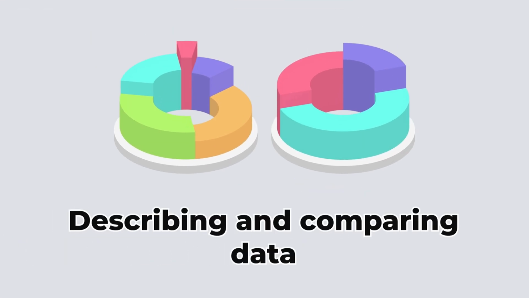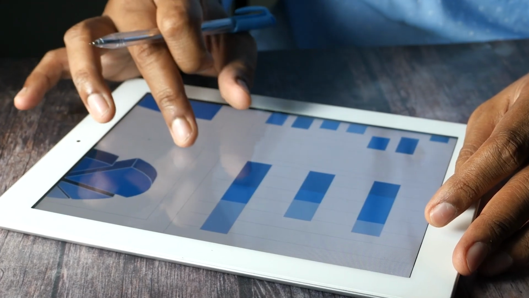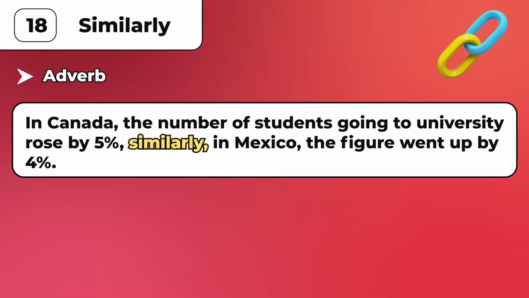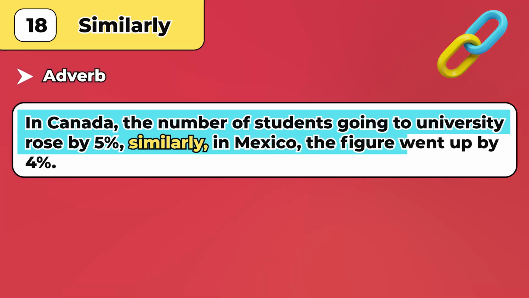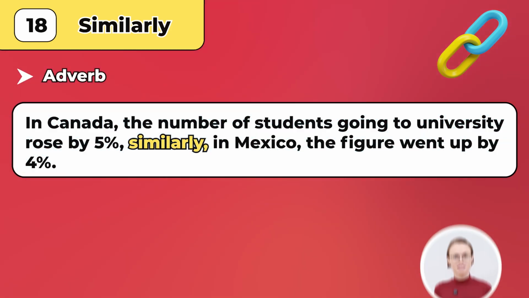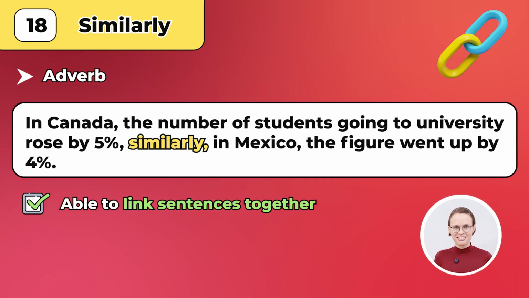We're going to move on to some vocabulary for describing and comparing data. It's important that you make comparisons between the data given to you. If you want to refer to data or trends that are similar, you can use the adverb similarly. For example, in Canada, the number of students going to university rose by 5%. Similarly, in Mexico, the figure went up by 4%. This compares the data and also demonstrates that you are able to link sentences together.